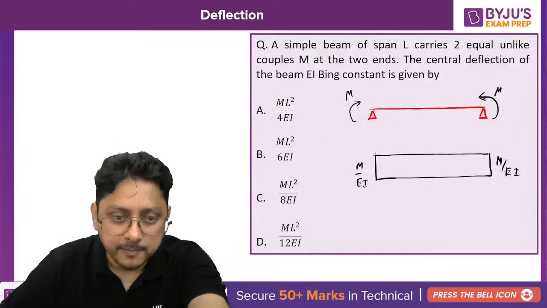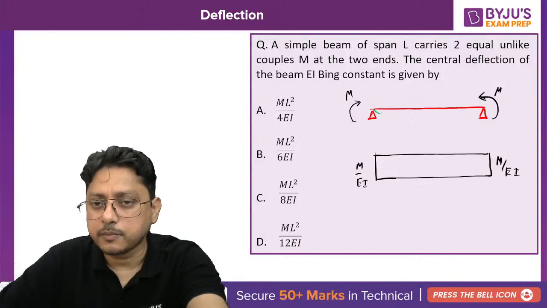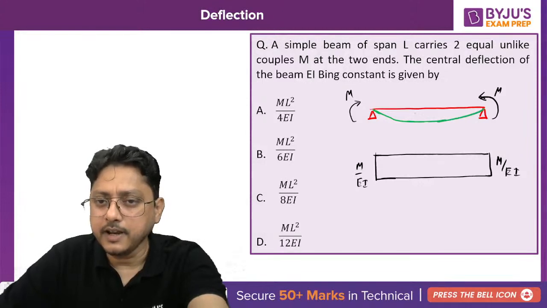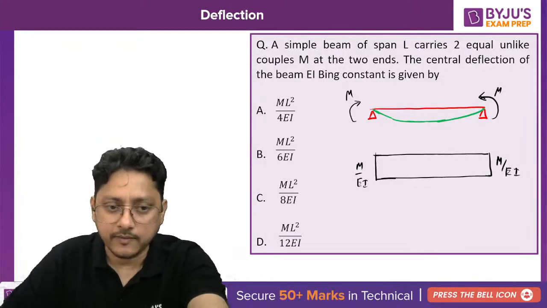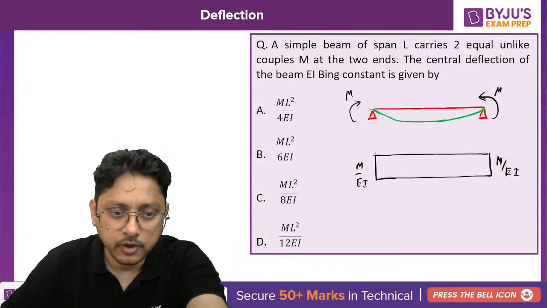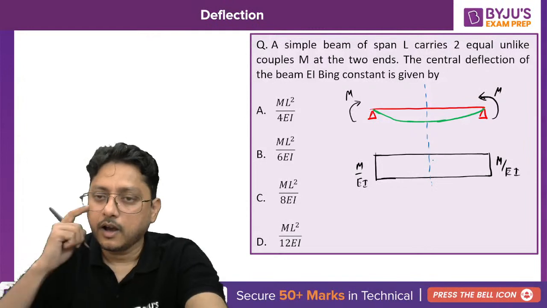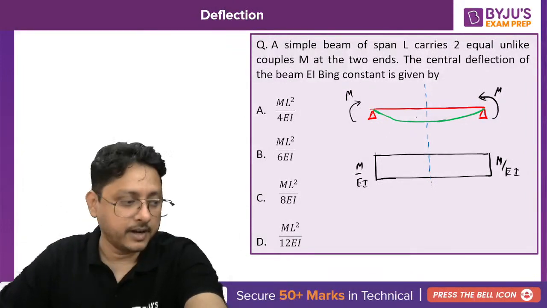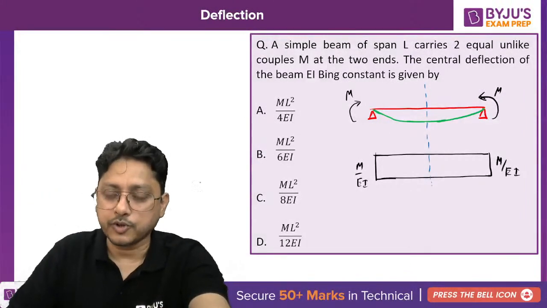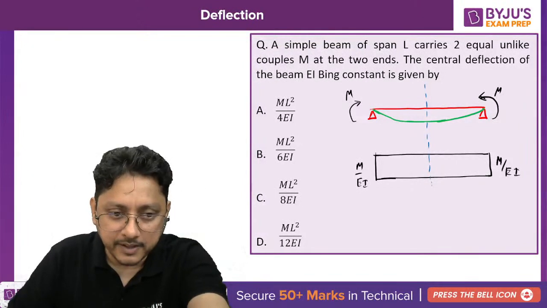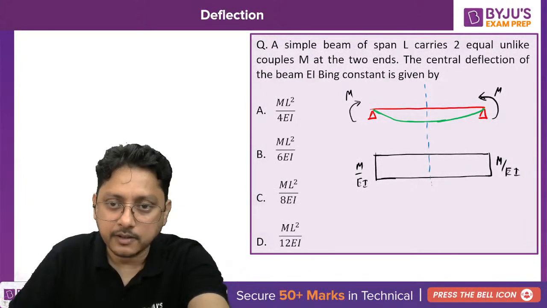What is your deflected shape? I'll just consider another color. Due to the application of the moment, the deflected shape of the beam will be like this. And it is symmetrically loaded. You can understand that the slope at the mid of the beam will be 0, isn't it? So just consider that this is the mid of the beam. I am more interested to find out the central deflection. As per the moment area theorem, now you try to understand and implement it here.